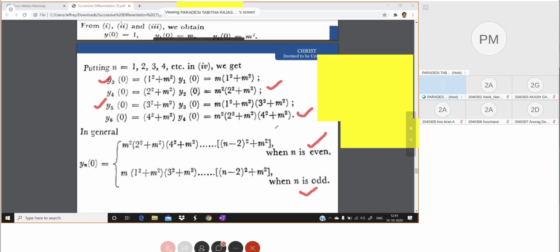For y6, you can see 2 square, 4 square. Yes, 6 square would have come. So for y6, it is 4. For yn, is it n minus 2? Quickly confirm. For y6, it is 4 square. For yn, is it (n minus 2) whole square? Confirm or repeat?